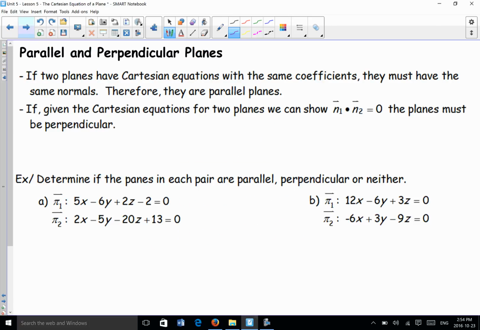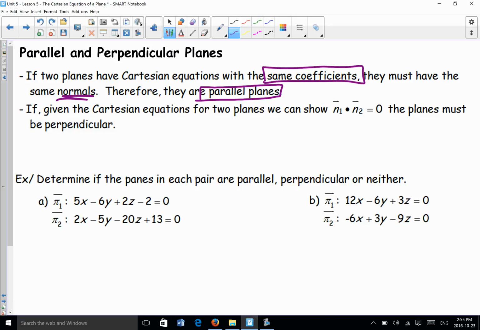Okay, parallel and perpendicular planes, a way of looking at how these things meet a little bit. So the first one, the easy one, is if planes are parallel. To tell if things are parallel, we can look at their direction vectors. In particular, we know that the normals should be in the same direction if the two planes are parallel. And so if you find the same coefficients, it means you have parallel planes for the normals.